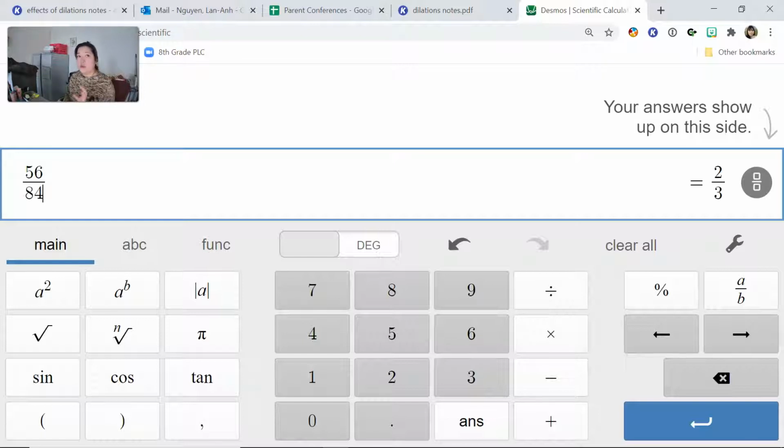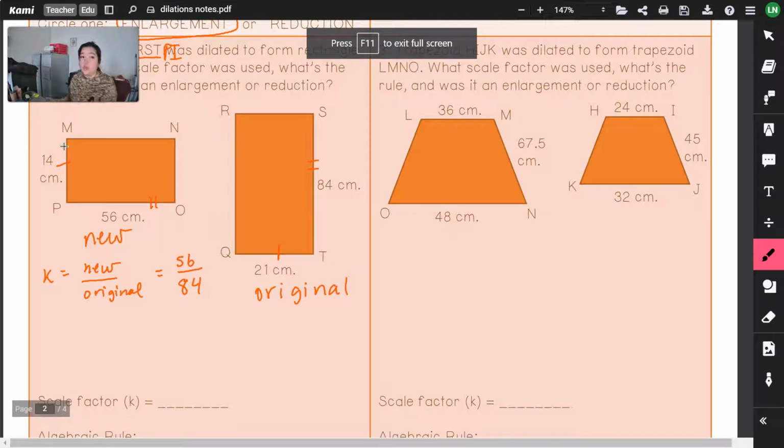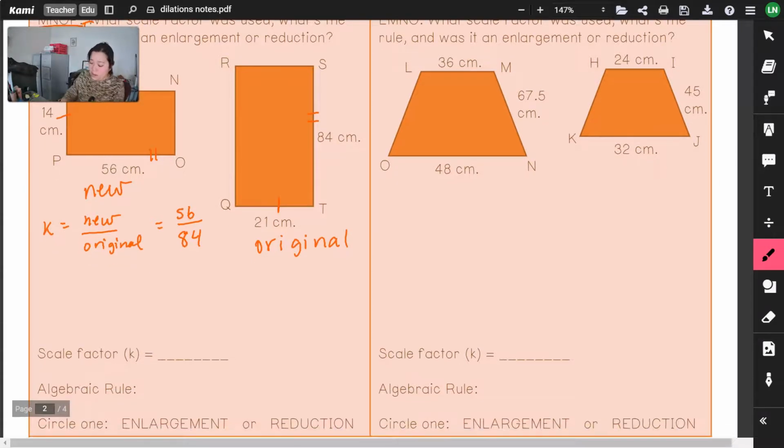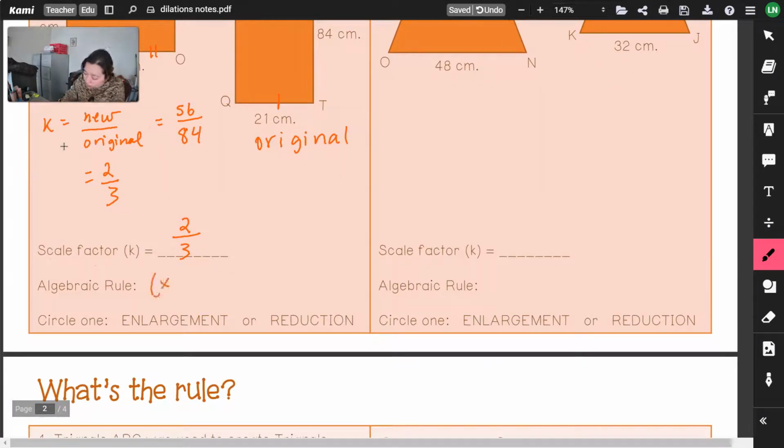You can leave it like that. The rule of thumb is if your answer is a fraction, leave it as a fraction. But if you are working with fractions, like you need to multiply them and stuff, then yeah, you can change those into decimals. But if your answer is a fraction, you should usually leave it alone, because if you change it into a decimal, you might not be able to find the answer. Then step 3, we use that to write our algebraic rule. Our k is 2/3, so our rule becomes (x, y) turns into (2/3 x, 2/3 y). Last step, is it an enlargement or reduction? Well, 2/3 is less than 1, so this is a reduction.